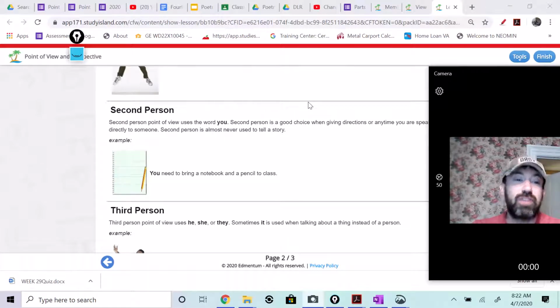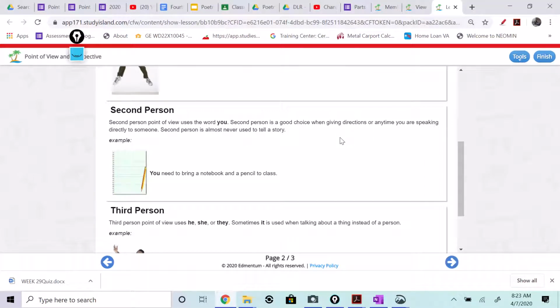See what I'm saying? I'm using the word you and your. Look at the example. You need to bring a notebook and a pencil to class. Second person is usually used when giving directions, right? Or anytime you are speaking directly to someone, right?